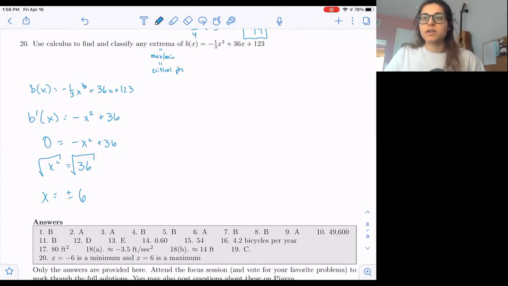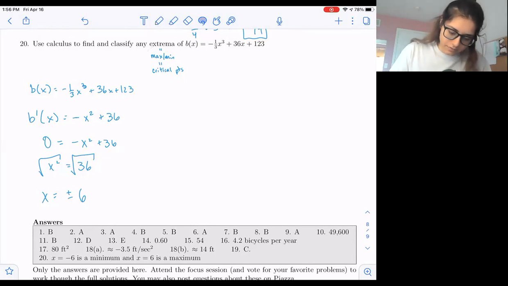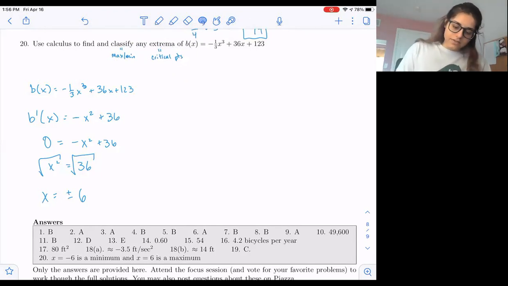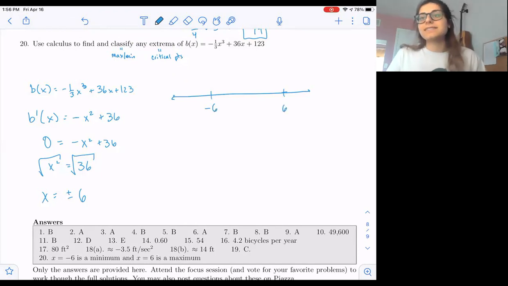Classifying means to determine, is it a maximum or minimum? So I would actually move this over. Extrema are critical points. Classifying means figuring out are they maximums or minimums. So here I use the first derivative test. I'm going to put in negative 6 and 6. Negative 6 and 6 are two critical points, and we want to classify them. So we're going to figure out, is the slope negative or positive on either side of them.